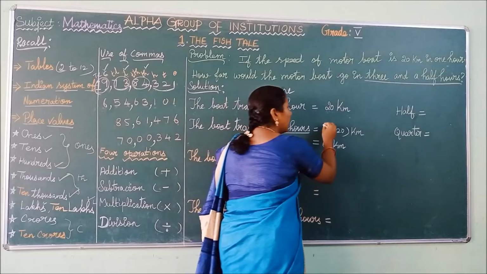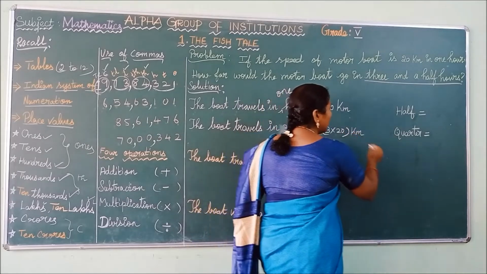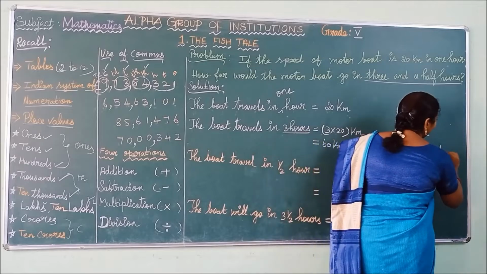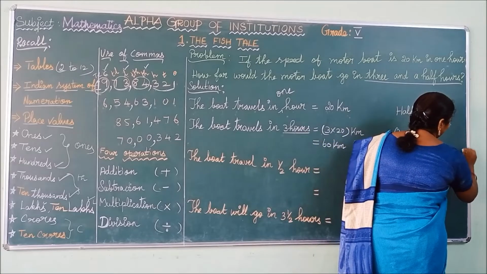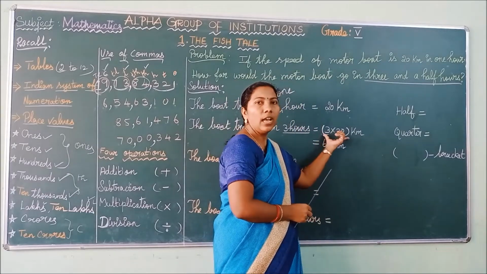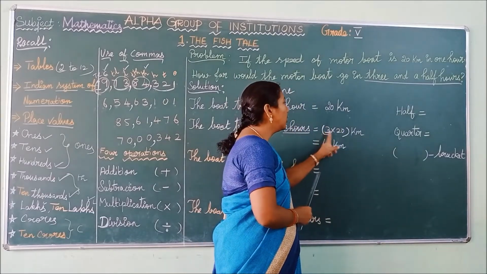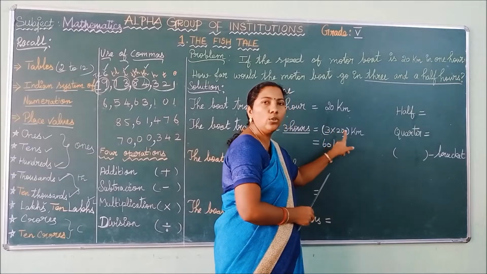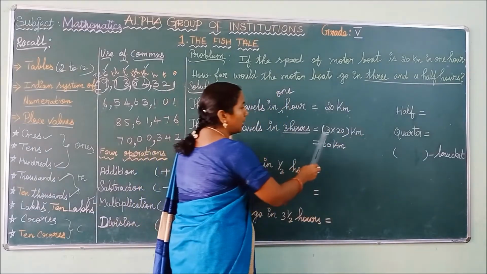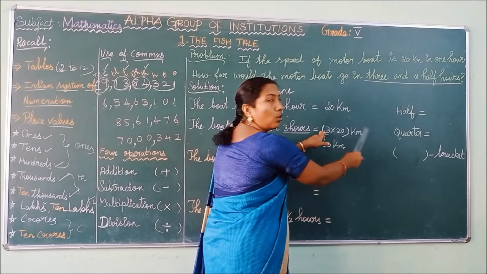So that's why we are using this bracket. This type of writing symbols are said to be brackets. The name of this bracket is simple bracket. So this is the simple bracket I am using here. Okay. So within this bracket I am writing 3 into 20 kilometers. So the boat traveling 3 hours equals 3 into 20 kilometers.